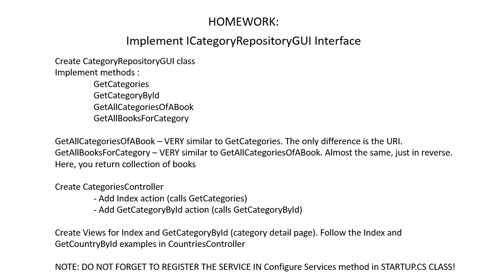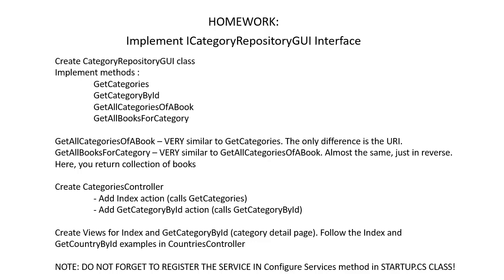So once you implement the methods, then create a categories controller, and here only two actions are needed: the index action that will call get categories, and the get category by ID action, which will call the get category by ID method in the repository. The other two methods do not need their views or actions. They will be implemented later together with different actions.